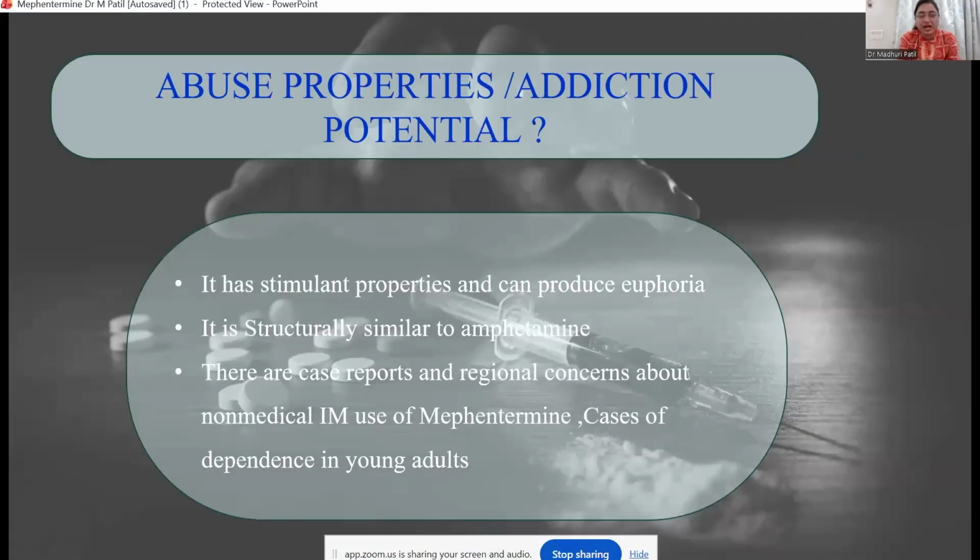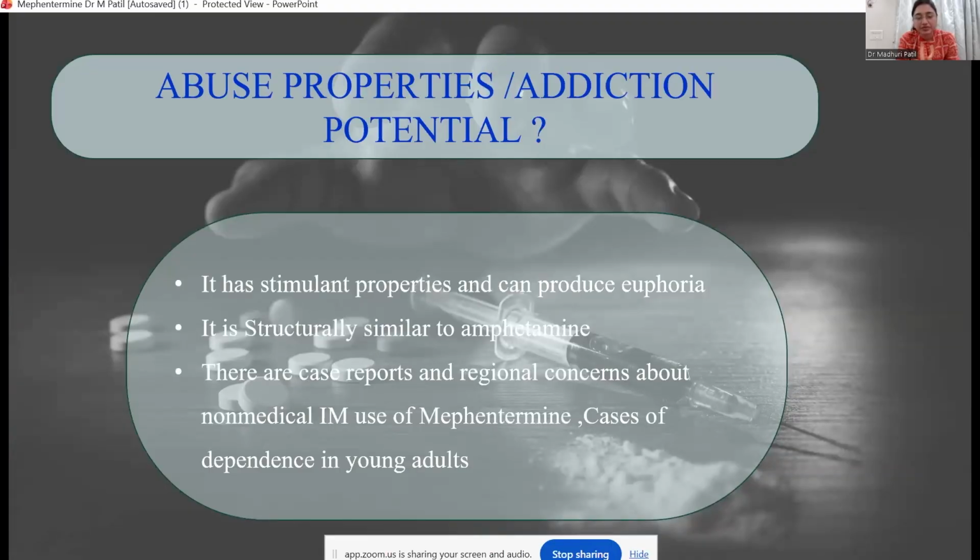Does mephentermine have abuse properties or addiction potential? Yes. Demethylation of mephentermine leads to the formation of methamphetamine, and mephentermine is structurally related to amphetamine, which is a CNS stimulant. It also increases the level of norepinephrine and dopamine at the synaptic terminal, which gives stimulant properties and can produce euphoria.